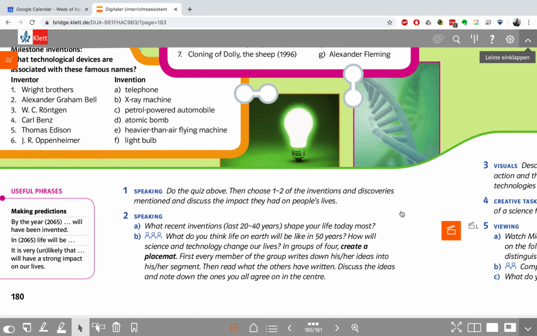Two, speaking: what recent inventions, from the last 20 to 40 years, shape our life today most? Computer technology, I'd say, but well, that's something that we all use right now.